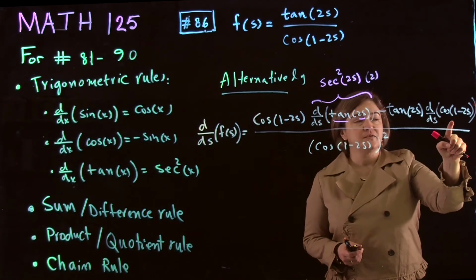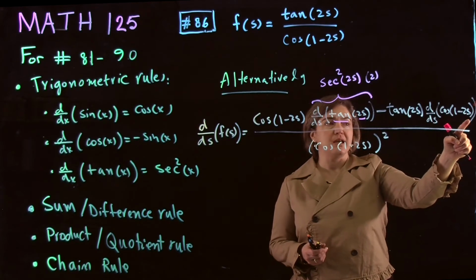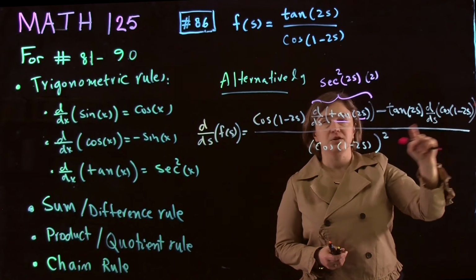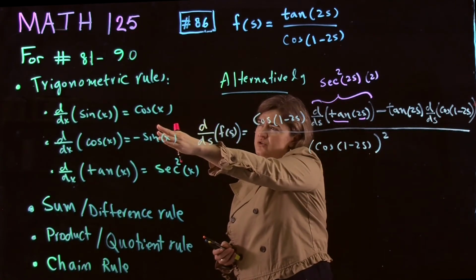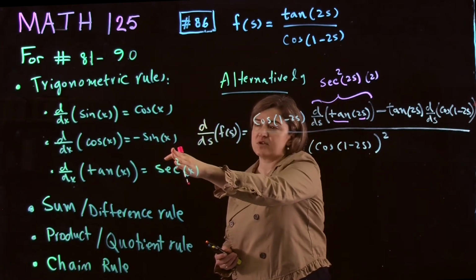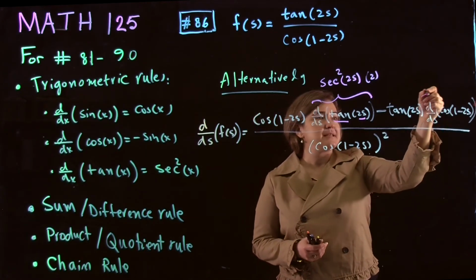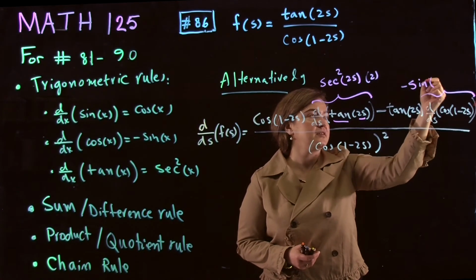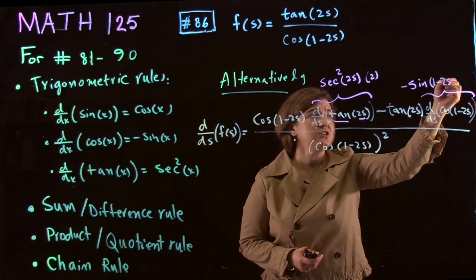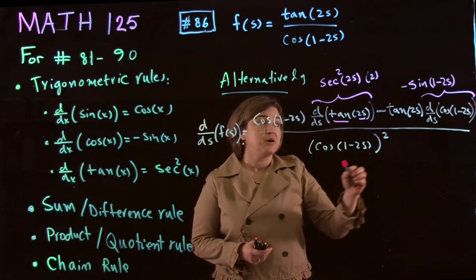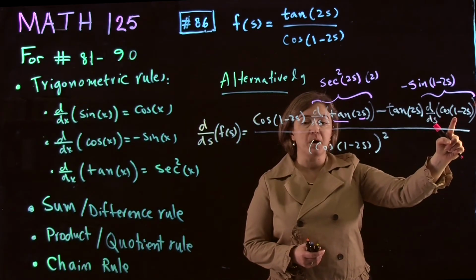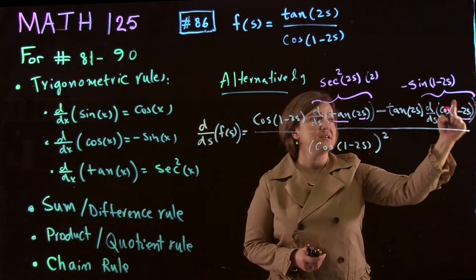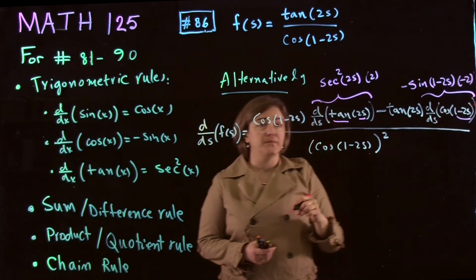Over here, derivative of cosine 1 minus 2s, derivative of outside function cosine, inside function 1 minus 2s, derivative of cosine is negative sine of x, replace that, negative sine of inside unchanged, then multiply by derivative of inside, derivative of 1 is 0, and derivative of negative 2s is negative 2.